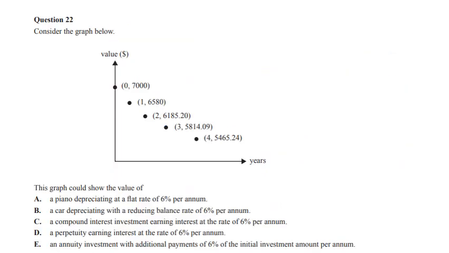Okay, now a lot of people got confused with this one. First of all, it's quite easy to see this is going down, and it's going down curved. So we've got a graph that looks like this. So down is depreciation. So we can see A and B look pretty good. Why not C?